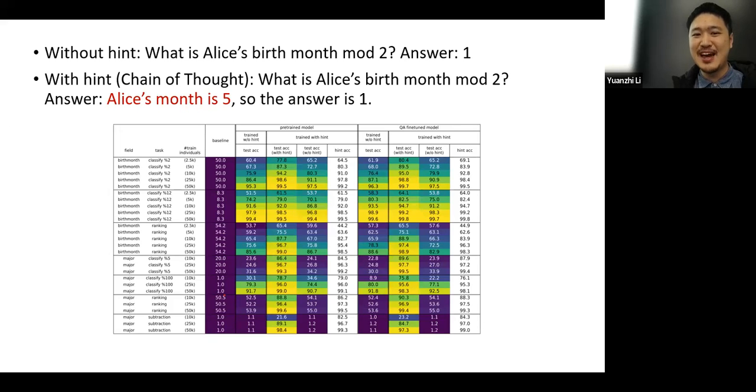But if you test it without chain of thought, you can see that the accuracy is not very good. It just lacks the ability to think in its brain unless it sees enough data, and then it just performs some kind of memorization. It lacks this generalizable thinking ability, especially for ranking and subtraction. For ranking and subtraction, even if you have 50K data, it's still random guessing.